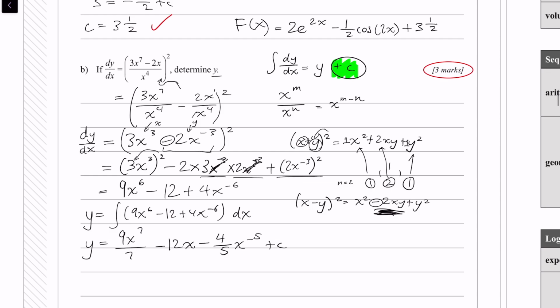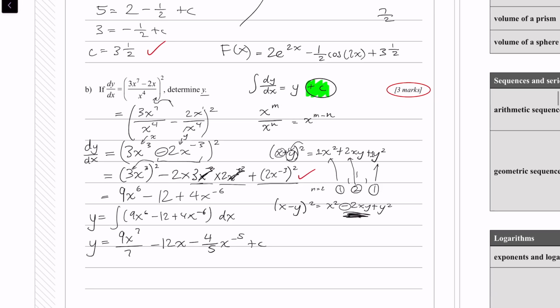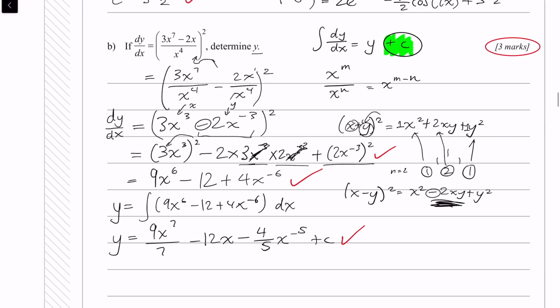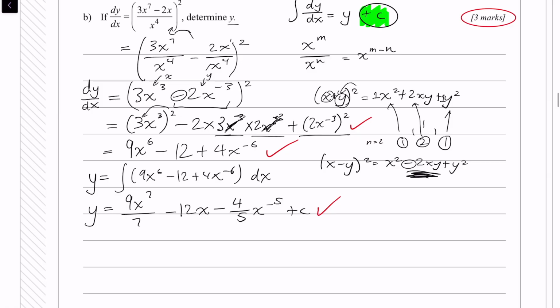We get the first mark by correctly expanding the squared bracket, and so that will be this one here, okay? So using that formula for the binomial expansion and applying that, and then simplifying the expanded squared bracket into separate terms is this mark here, and obviously our last mark is getting the correct y in terms of x by integrating all the terms.